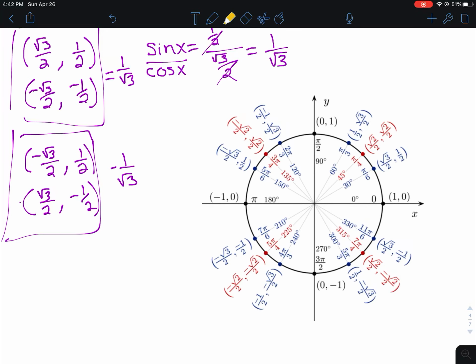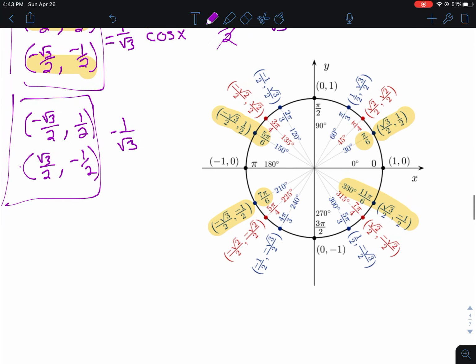All right, so the points that are going to work here, we have square root of 3 over 2, positive 1/2, so that's pi over 6. Negative square root of 3 over 2, negative 1/2 is 7 pi over 6. Kind of makes sense, they're across from each other. And then negative square root of 3 over 2, positive 1/2 is 5 pi over 6. Square root of 3 over 2, and negative 1/2 is 11 pi over 6. So all the pi over 6 angles give us the right answer. So a couple ways we can write this.